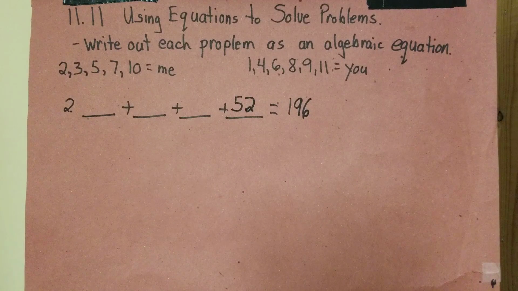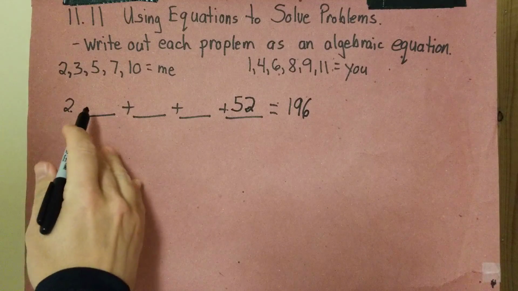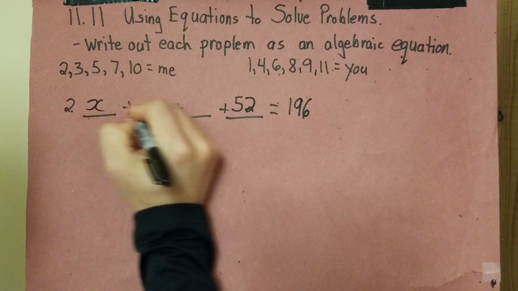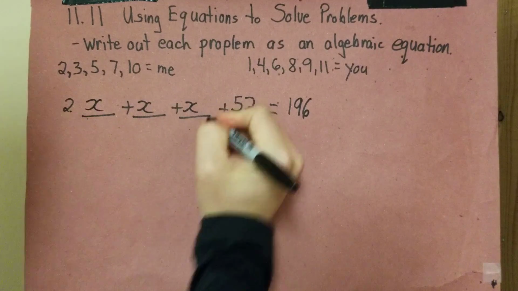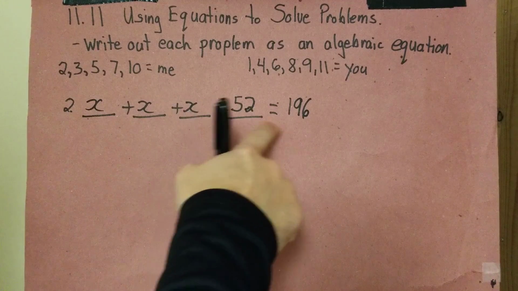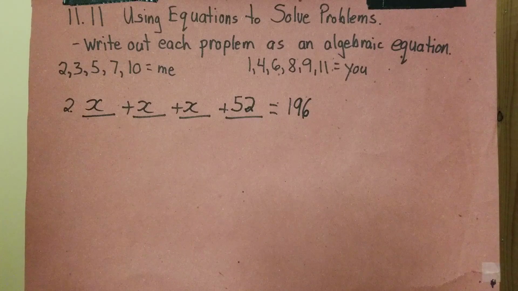And then it says that she read the same number of pages. So this, and this are all the same number. We don't know what that number is. So that is an unknown. So I'm going to put a variable here. So for the sake of argument, I'm just going to put x. And they're all x because they're all the same number. So x plus x plus x plus 52 equals 196. Now, I have an algebraic equation, and I know how to solve this.